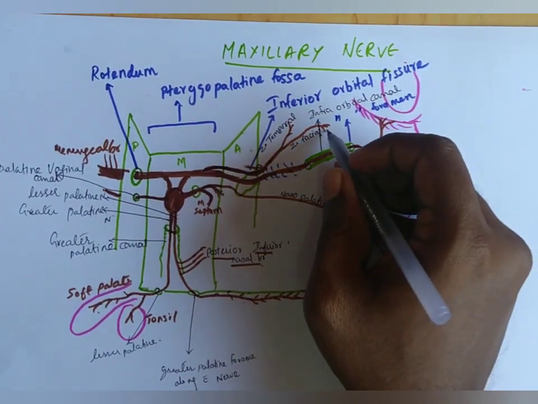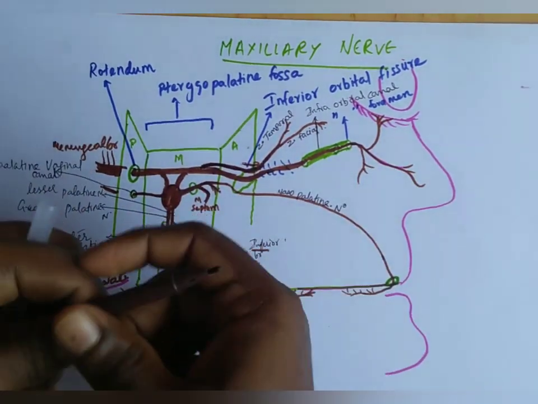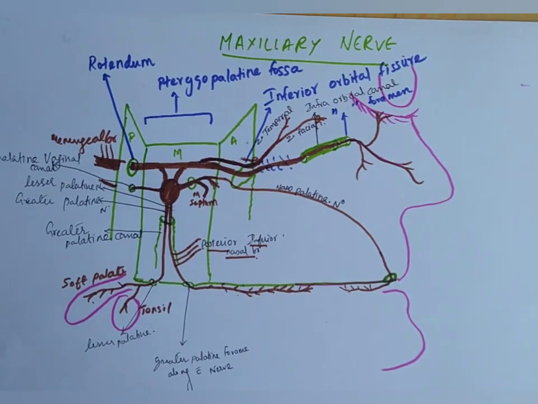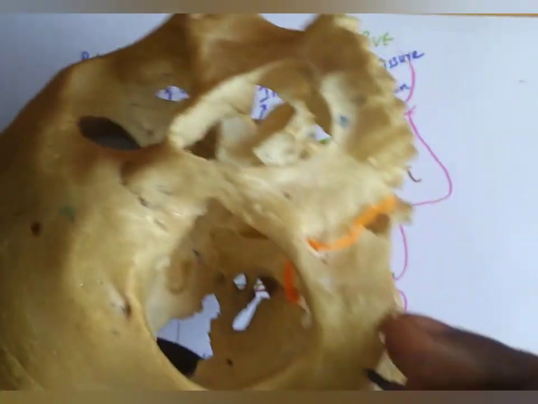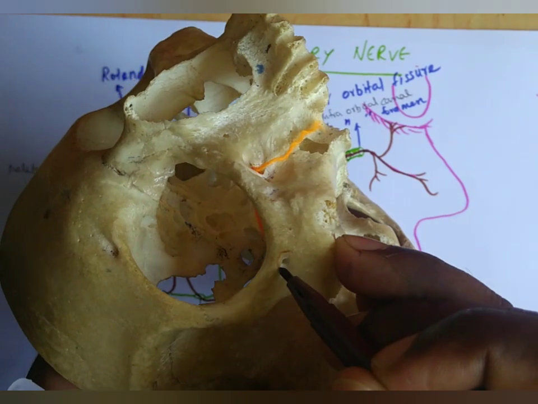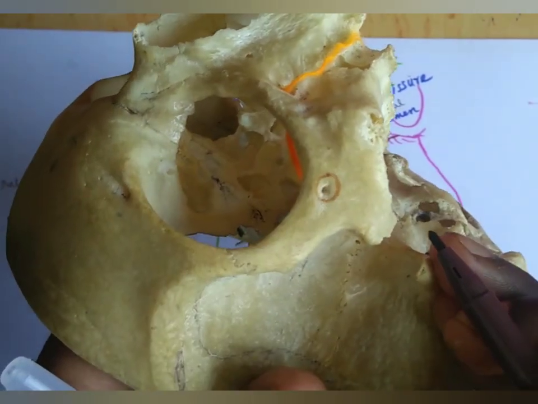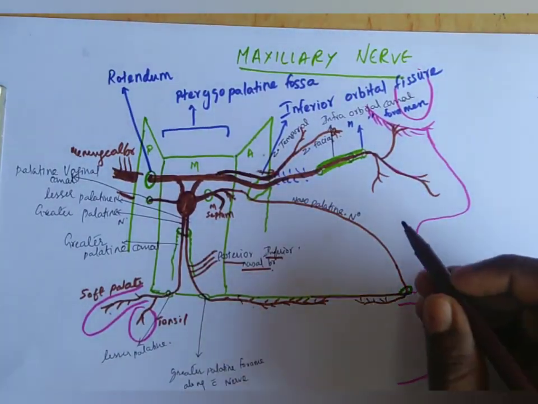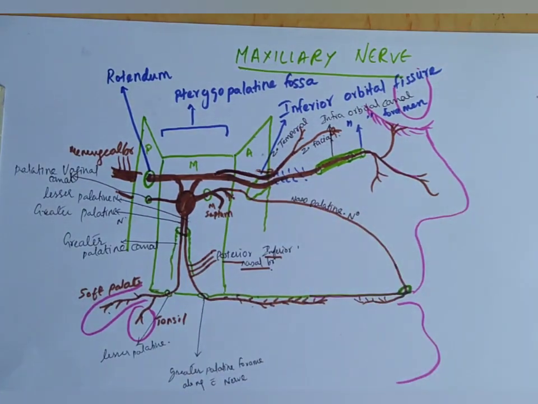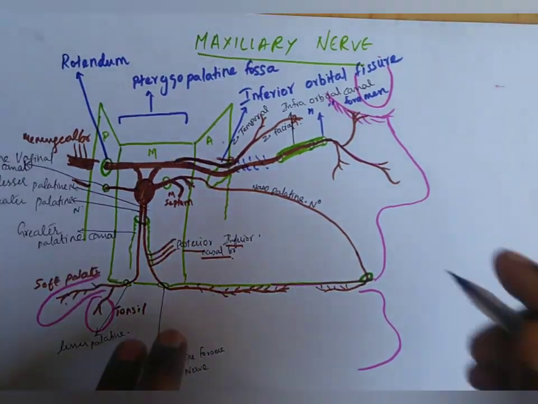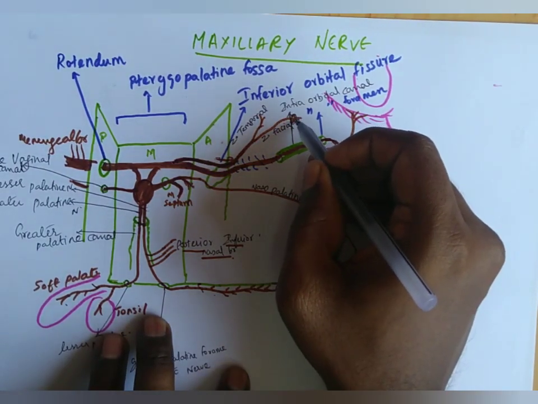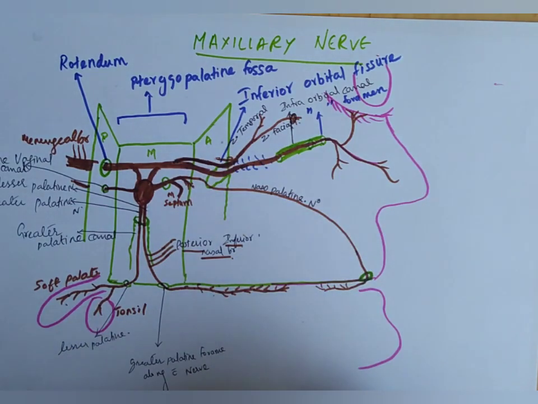The zygomatico-facial nerve will come out of a foramen present on the zygomatic bone, and this foramen is the zygomatico-facial foramen, which will supply the cheek. This zygomatico-facial nerve emerges through the zygomatico-facial foramen. Okay.